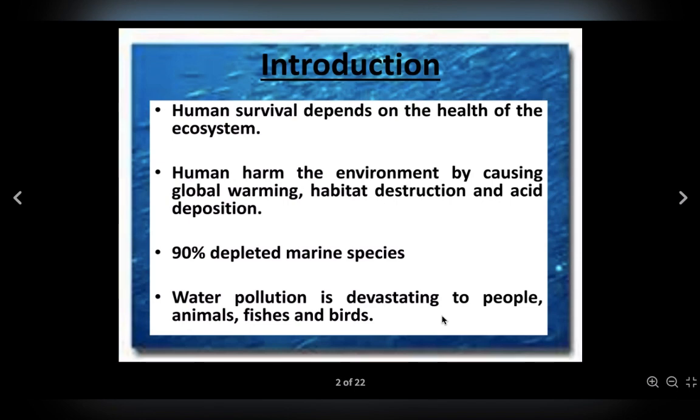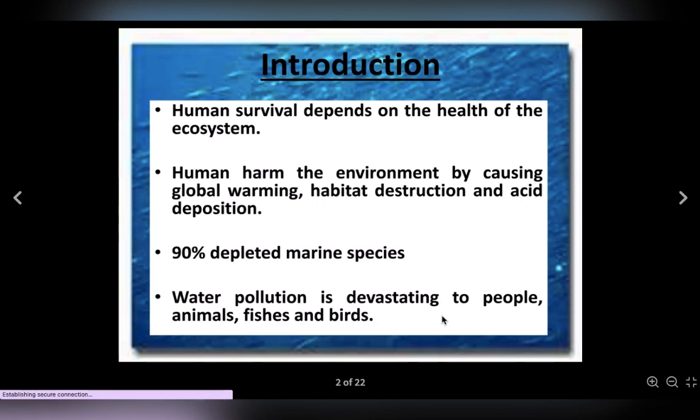Water pollution is devastating to people, to animals, and to the fishes and birds that live around the water. Water pollution has a huge effect on us through our deposition of oil, the petroleum.